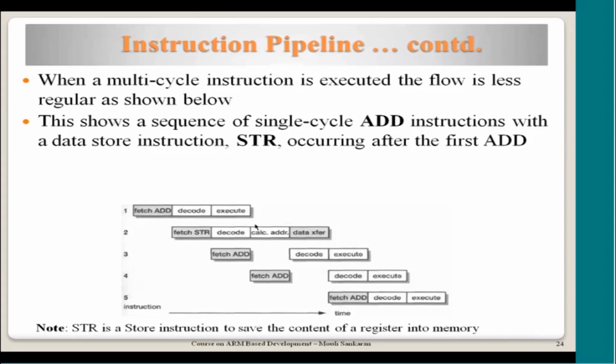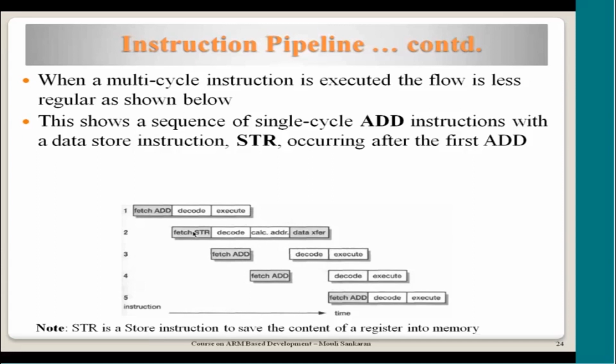Why? Because based on the STR instruction, different addressing modes could be there, indexing could be there. So the address which is there in one of the registers could be added, and then the final memory address that needs to be accessed will be calculated. So during that time, the ALU is also used. Because of that reason, you cannot have any other instruction coming in here.